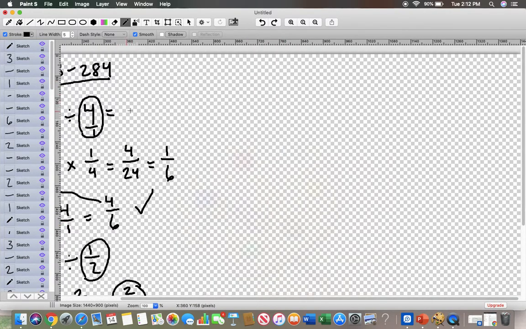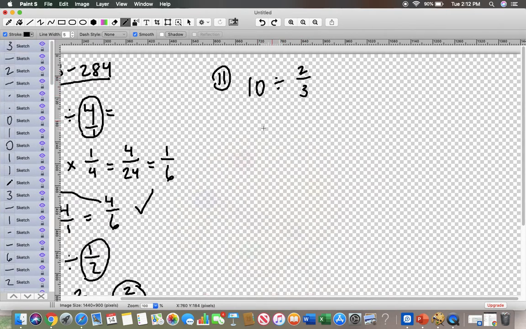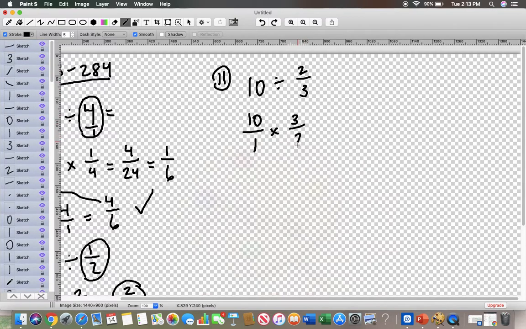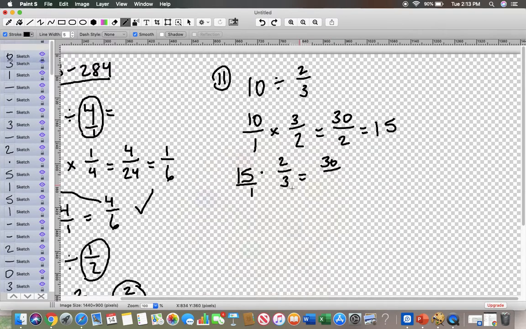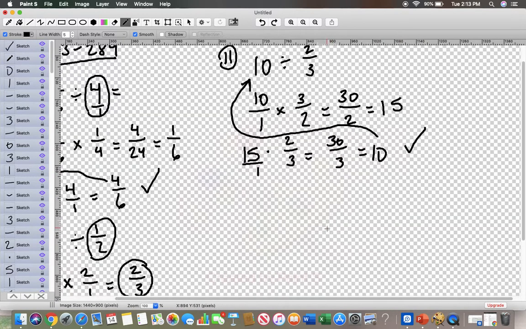It does check out correctly. And then let's do number 11. I've got 10 divided by 2/3. So this is like 10 over 1. That doesn't change. My division sign changes to multiplication, and I take the reciprocal of my second fraction, so that changes to 3 over 2. 10 times 3 is 30. 1 times 2 is 2. 30 divided by 2 is 15. Let's check. 15 times 2/3. That's 15 over 1. 15 times 2 is 30. 30 divided by 3 reduces down to 10, which was my original dividend, and I can put a check mark right there. Let's do number 13.